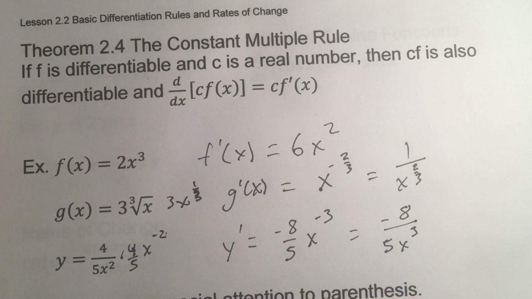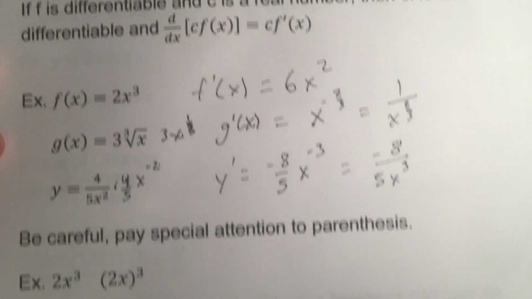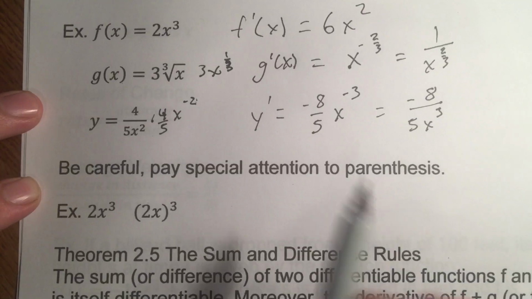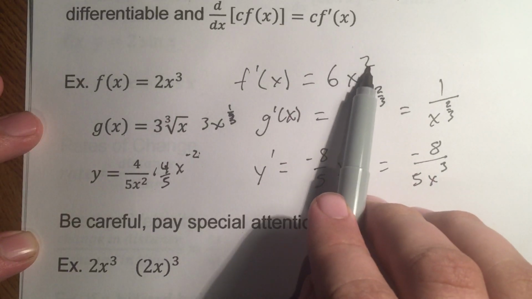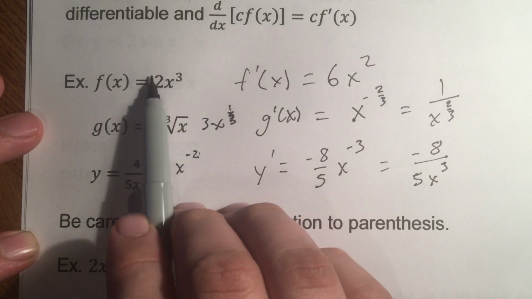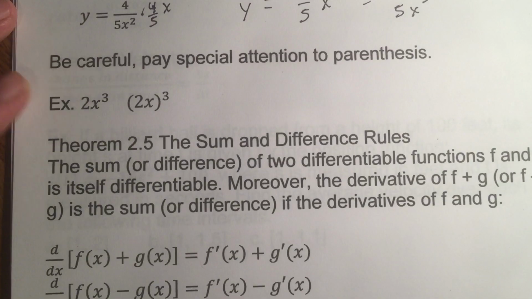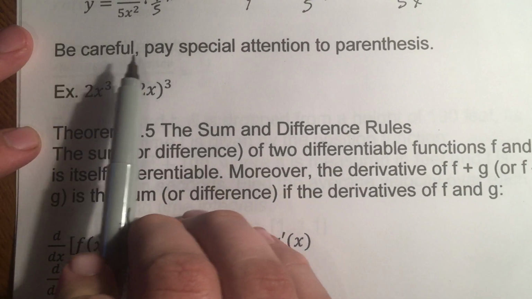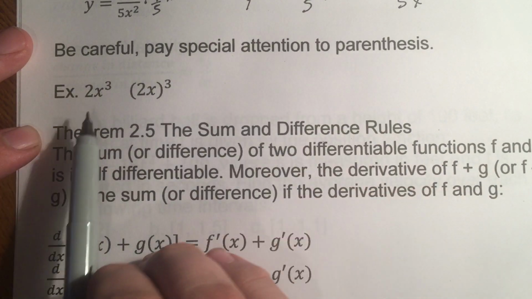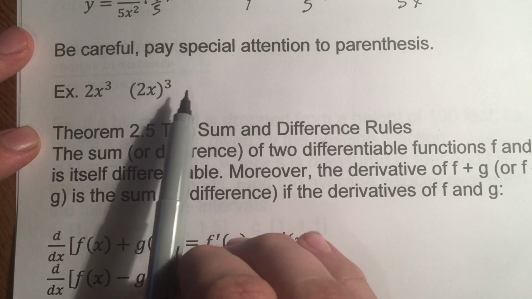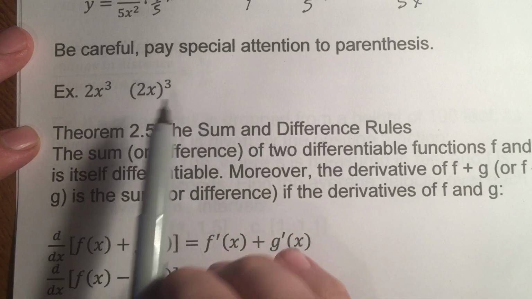So, questions there? Let me know if you had them. Again, just still doing power rule, just whatever exponent's there, you're going to times it by whatever's in front. When you bring it down, subtract 1, just like you were doing before. Now, like I say here, be careful with parentheses. 2x to the third and (2x) to the third are totally different things. Yeah, you can be careful about it.